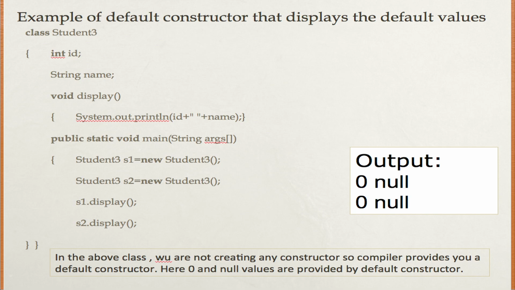So if in the above class we are not creating any constructor, the compiler provides a default constructor. In this case the compiler automatically executes the default constructor. Here 0 and null values are provided by the default constructor. So 0 will be returned in case of id, and null will be returned in case of name. In case of s1.display as well as s2.display, the same values will be returned, because we are not initializing the values of id and name, and we are not using any constructor. So by default it will display the default values, that is 0 and null.